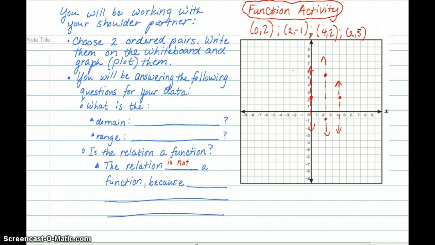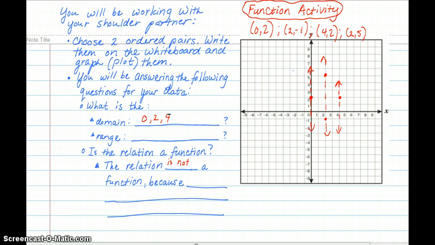I'm not going to write that 2 twice. All I'm going to do is write it 1 time, and I'm also going to put it in numerical order, although that's not necessary. So we have 0, 2, 4. That is the domain of my relation.